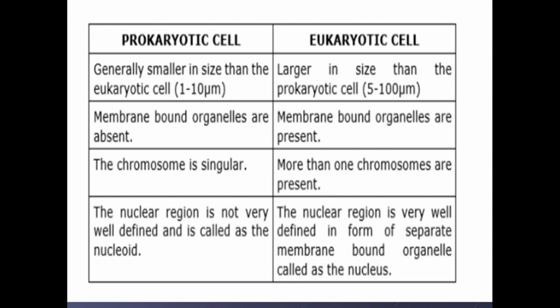The nuclear region is not very well defined and is called the nucleoid. But in a eukaryotic cell, the nuclear region is very well defined, in the form of a separate membrane-bound organelle called the nucleus. This is the difference between eukaryotic and prokaryotic cells. Now we go towards the actual structure of the cell.